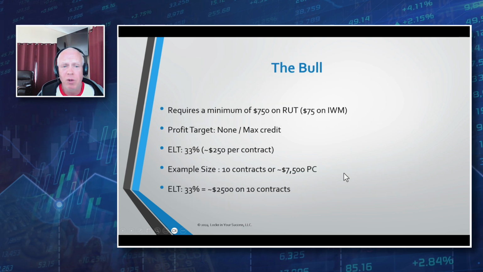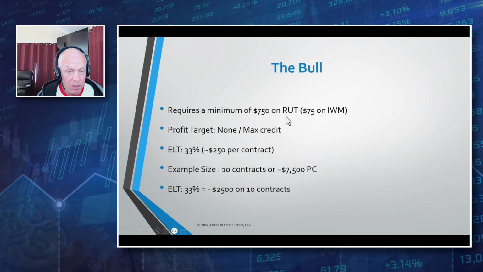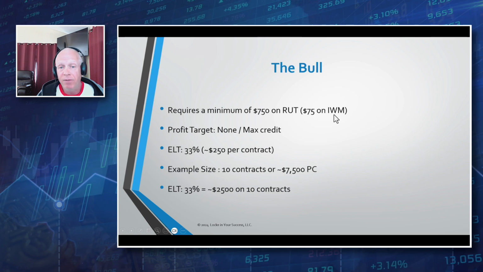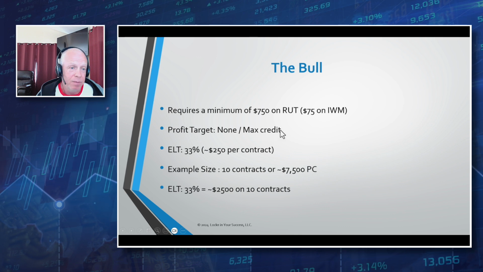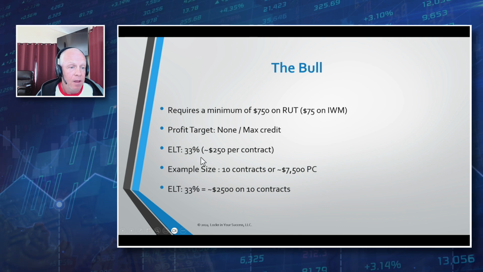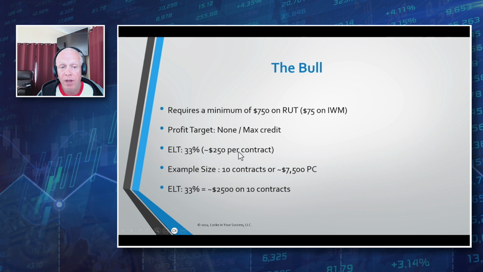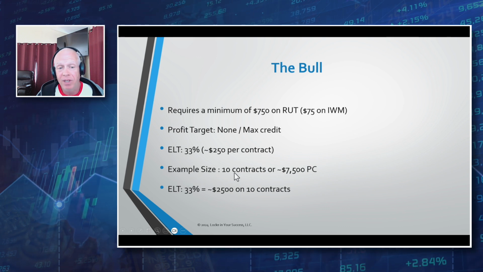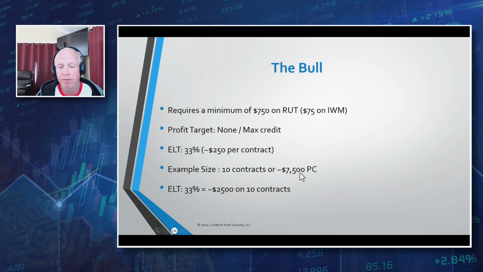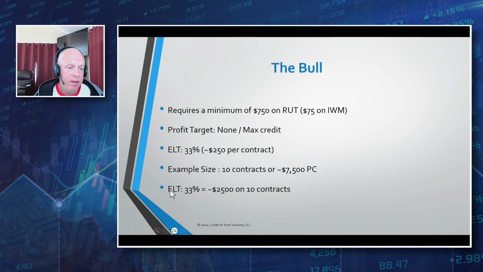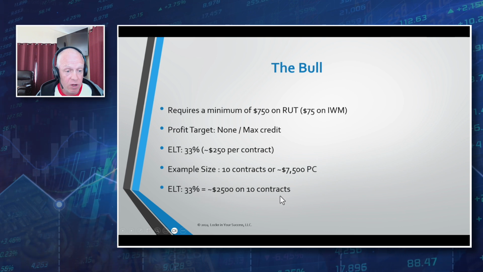The bull trade, if you're going to trade on the Russell 2000, is going to require a minimum of $750 total capital to do the trade. It'll be $75 if you do it on the IWM. Your profit target, well, we don't have a profit target, but the most you could get is maximum credit. Our exit loss trigger is going to be 33% of our planned capital, or in this case, $250 per contract. Our example size is going to be 10 contracts, which is going to create a planned capital of $7,500. And our exit loss trigger is going to be 33% as well, or $2,500 on 10 contracts.